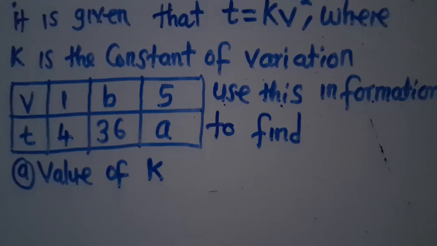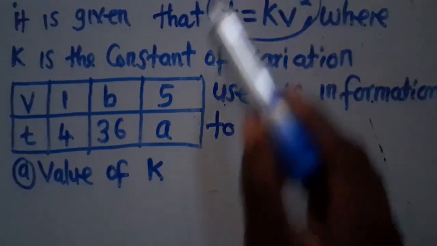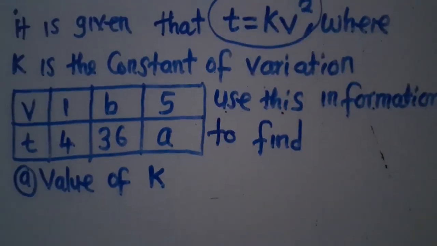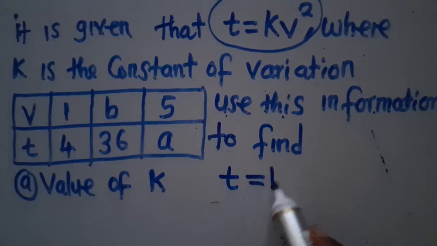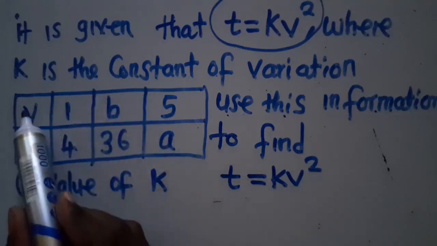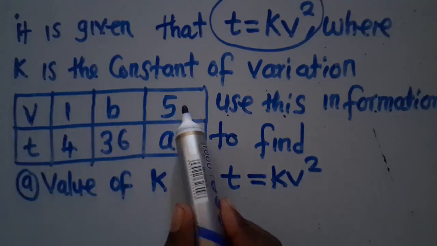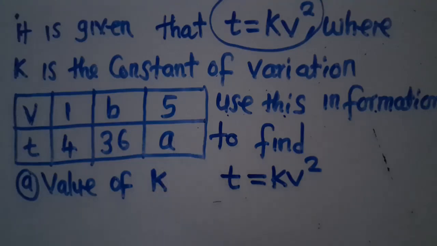You know that this value of k is called a constant of variation. This is what we know. So you are given the equation, and I believe this question is very simple. You are given t is equal to kv squared. Then you want to find the value of k when you are given the table there. The v here, these are the values for v. Look at t. These are the values for t.